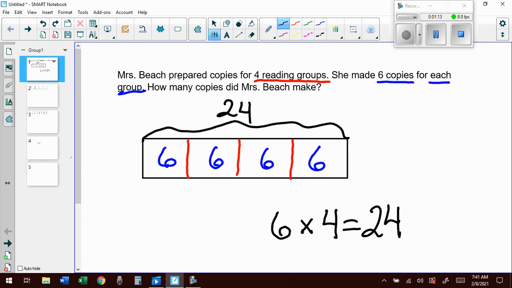Let's see, Mrs. Beach prepared copies for 4 reading groups. Check. She made 6 copies for each group. Check. How many copies did Mrs. Beach make? We got a total. Check.